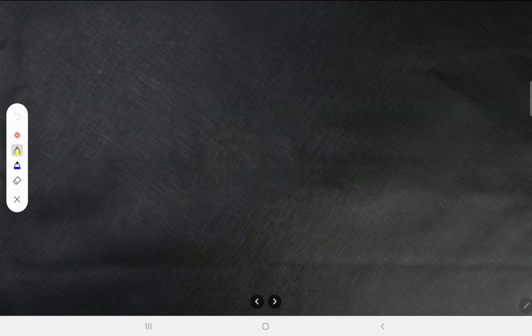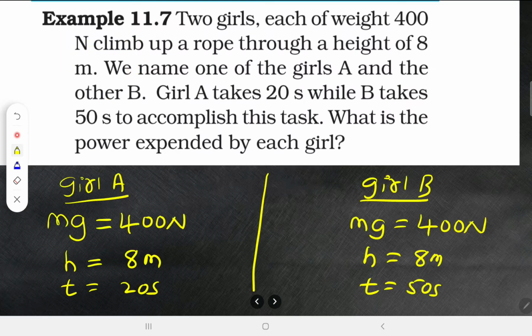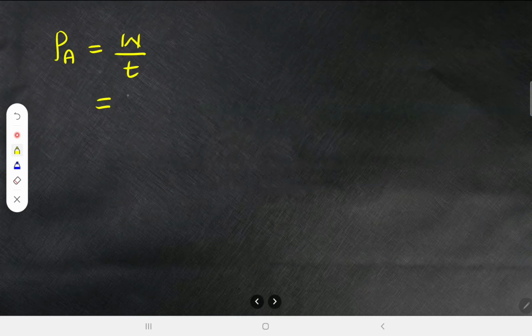So let us go for girl A first. Let us call it PA. PA means the power of girl A. So what is the formula? Work done divided by time taken. Now how to find out work done? Work done means definitely it is potential energy, mg into h. Again we come back to the same thing. So work done means it is potential energy divided by time taken.